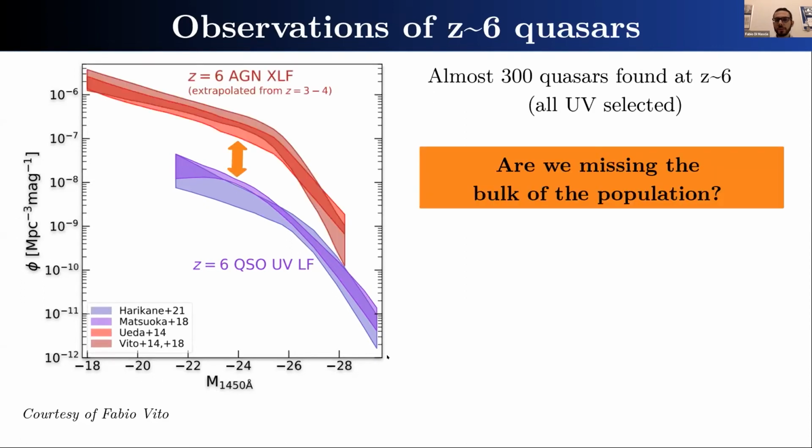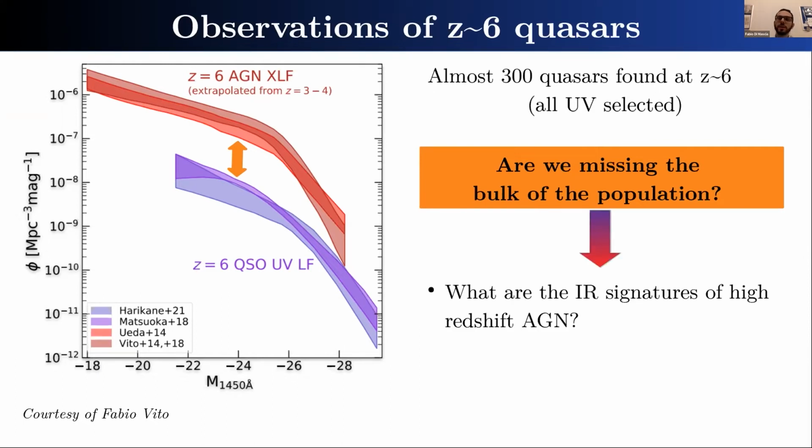However, if we consider the X-ray AGN luminosity function, extrapolated from redshift 3 to 4 up to redshift 6, we see that there is a huge discrepancy of almost 2 orders of magnitude for at least the faintest ones. So this might suggest that we are missing the bulk of the AGN population. And if so, maybe it will be interesting to look in the infrared to find infrared signatures to identify faint or obscured AGN.